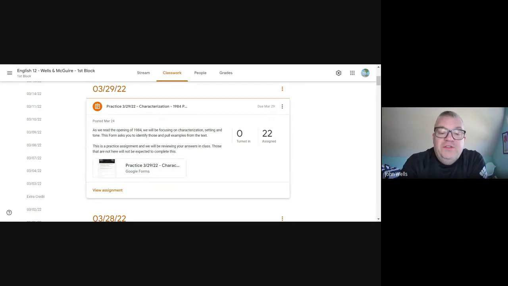Today is Tuesday, March the 29th, and let's take a look at what we got going on today. Today, we're going to start reading this first passage from 1984. Again, this is the opening of the book. Now, we are not going to be reading the whole book. We're just going to be looking at specific pieces.